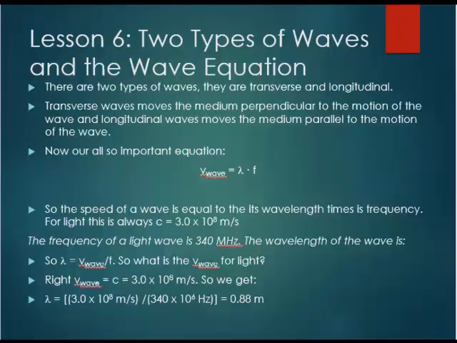We say the frequency of a light wave is 340 megahertz. What is the wavelength? Remember that lambda from our equation above would be v wave over f. The speed of the wave for light, v wave, is 3 times 10 to the 8 meters per second. So lambda equals 3 times 10 to the 8 meters per second divided by 340 times 10 to the 6 hertz. Remember, mega means 10 to the 6. Our answer is 0.88 meters, or 88 centimeters. So there's an example of how you can use that equation, especially for light, and get a useful practical result out of it.